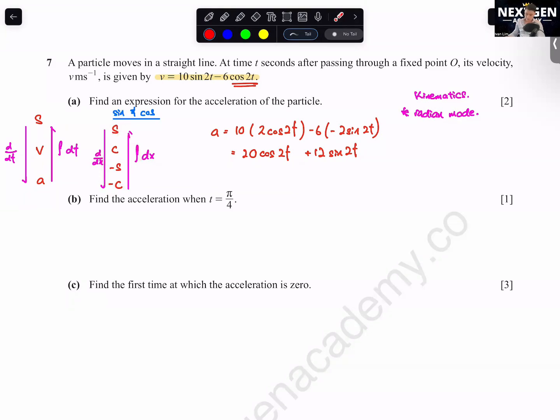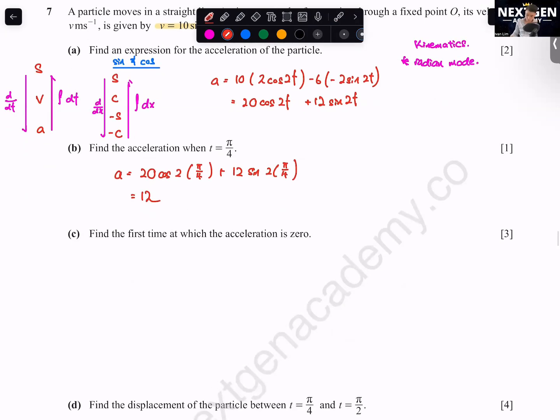Okay, next one. Find acceleration when t equals pi over 4. Remember, change it to radian mode first. So substitute it in. a equals 20 cos 2 pi over 4 plus 12 sine 2 pi over 4. Put it in the calculator, you get 12.